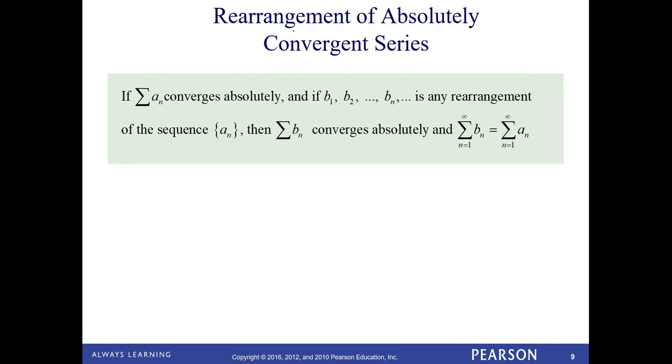All right, rearrangement of absolutely convergent series. If the sum of a sub n converges absolutely, and if b sub 1, b sub 2, up to b sub n is any rearrangement of the sequence, then the sum of b sub n also converges absolutely. So in other words, if I have a sequence but I rearrange it, that still does not change its convergence.